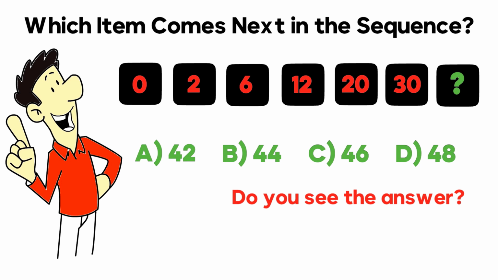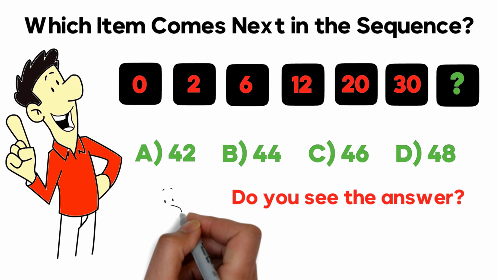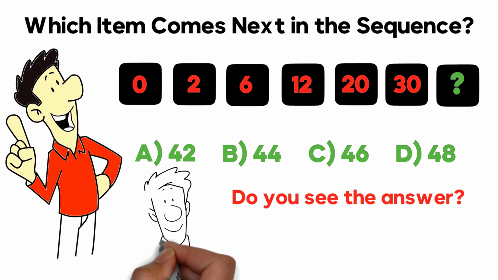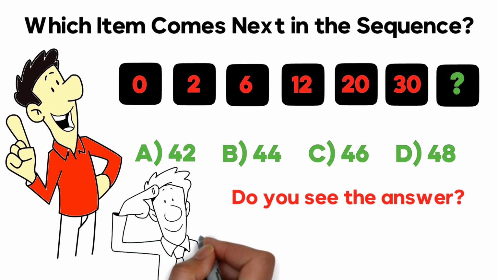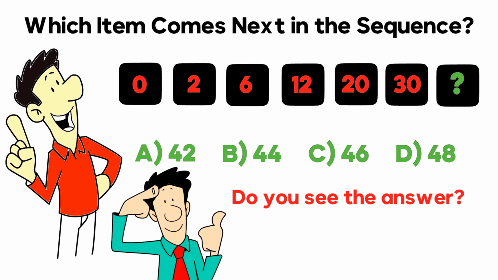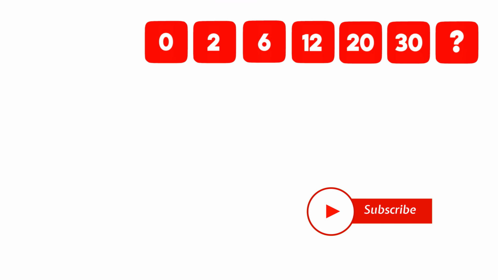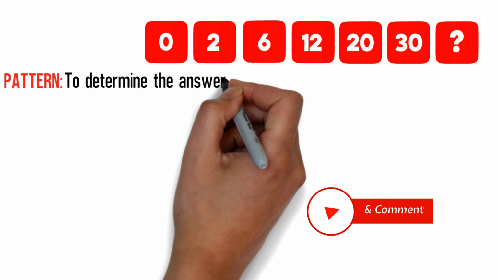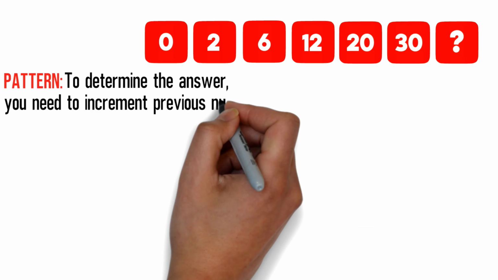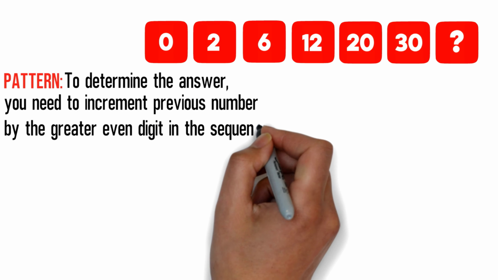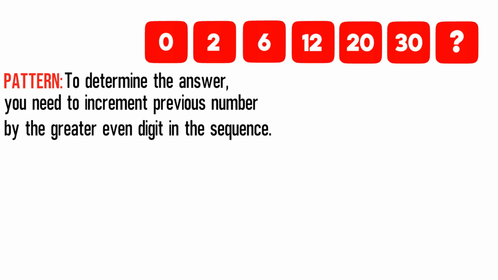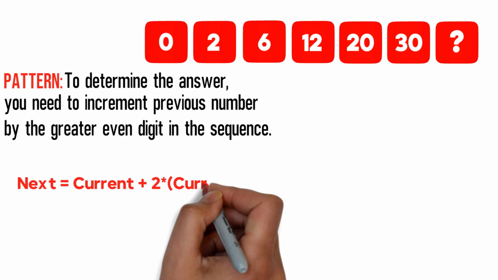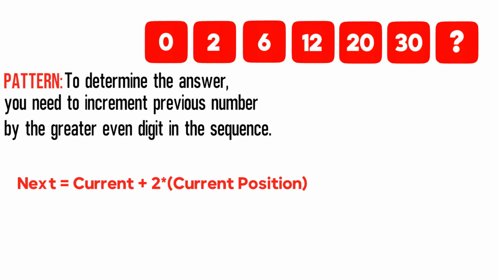Do you see the answer? It may or may not be obvious, depending upon your skills of detecting the pattern. Like it or not, we're going to continue and I'll share with you the answer. As with any type of question, the key is to determine the pattern. To determine the answer in this particular case, you need to increment the previous number by the next greater even digit in the sequence. You can even come up with the formula. And in our case, the formula to determine the next number would be current number plus 2 multiplied by current position.